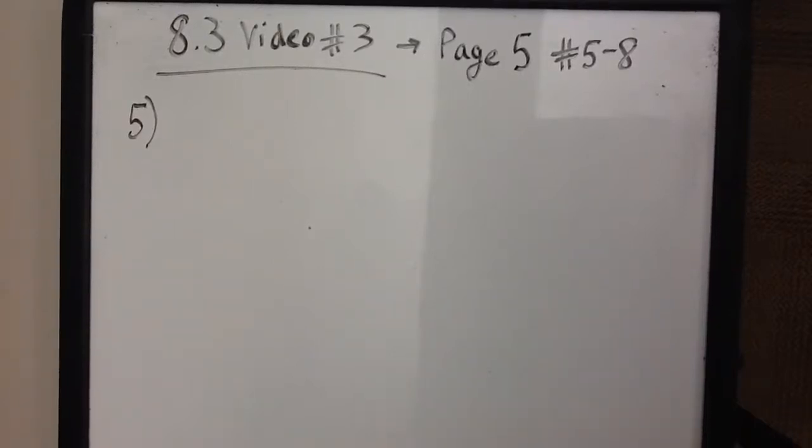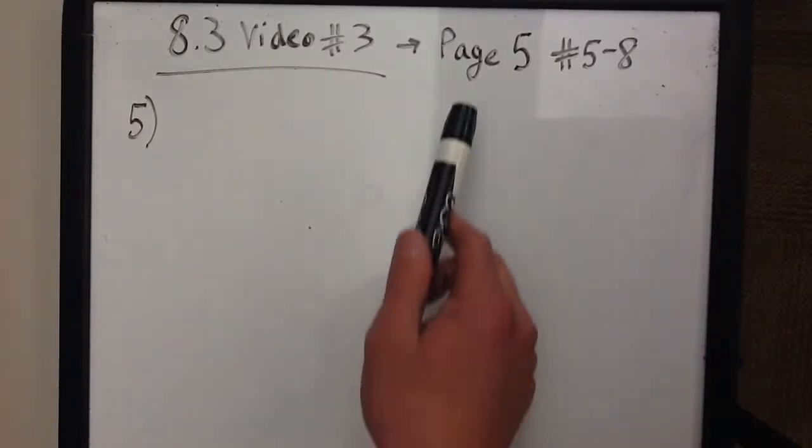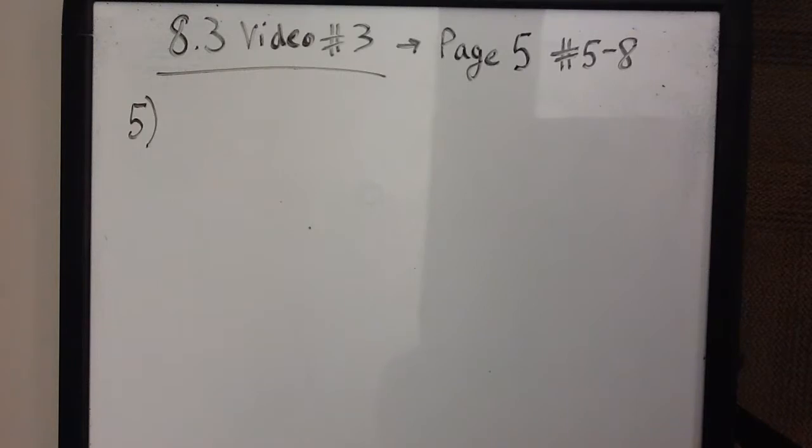Sixth grade. In this video, 8.3, video number 3, we'll talk about page 5, numbers 5 through 8. Number 5 says, Eli scored 24 points in the second half of the basketball game. This is 75% of the points he scored in the game. How many points did Eli score in the game?